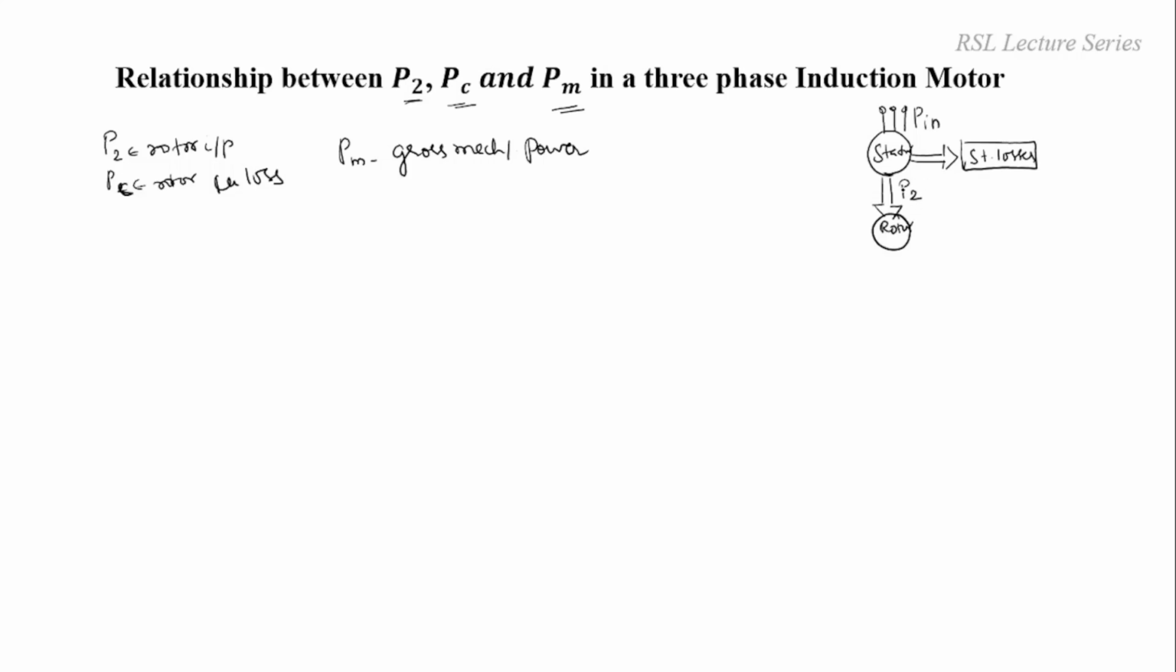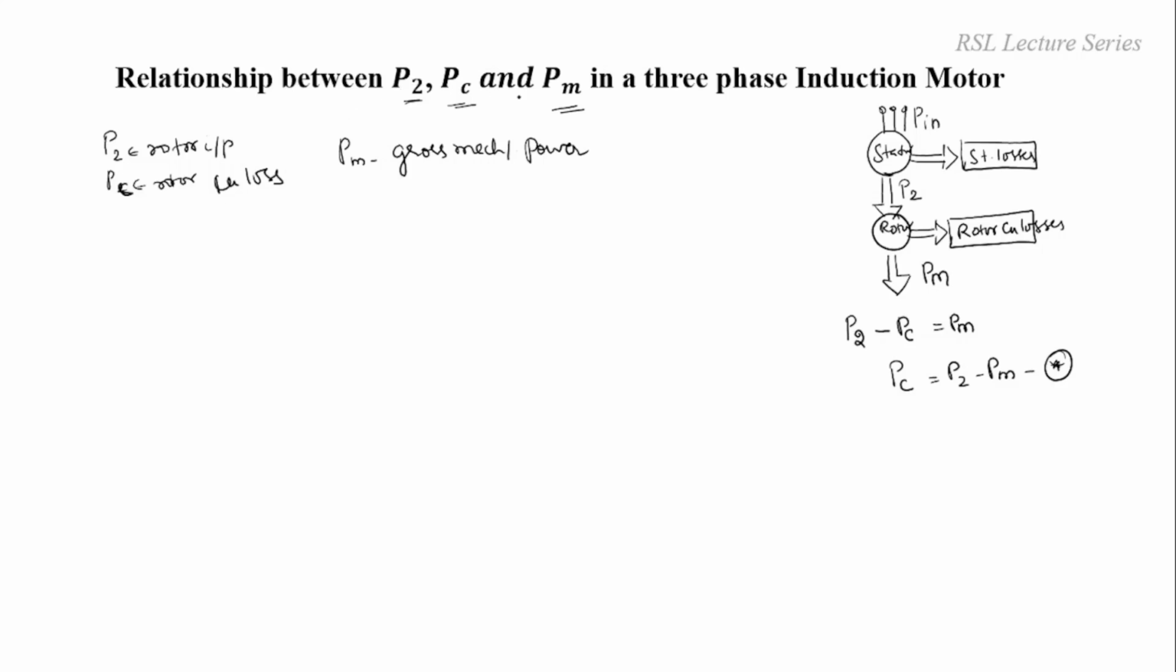Here we have the rotor. The rotor is given an input supply of P2. Again, this P2 rotor input has to supply the rotor losses. Here the rotor losses are the copper losses only, because the rotor core loss is negligible. Now P2 minus the rotor copper loss will give you the gross mechanical power developed in the rotor. So if we rearrange these terms, then we can write PC equals P2 minus PM. Let this be equation number star.